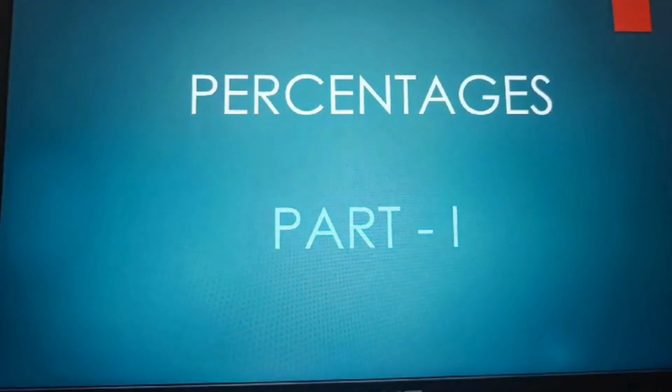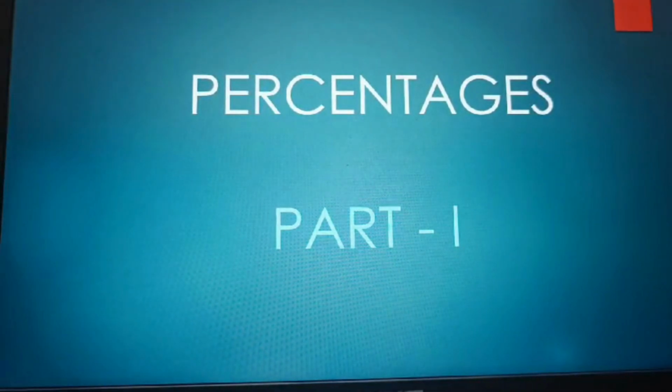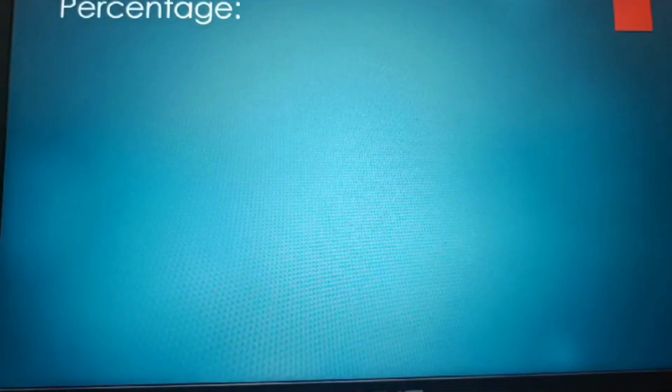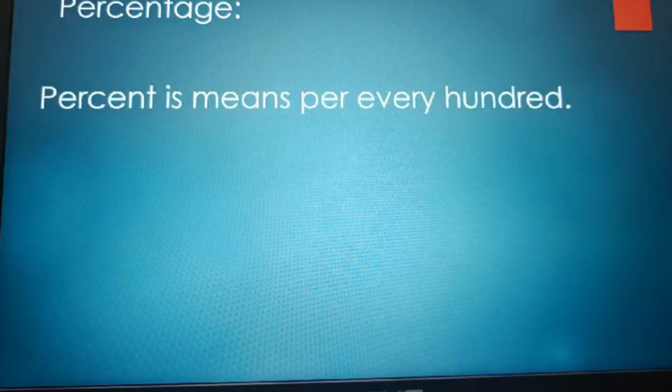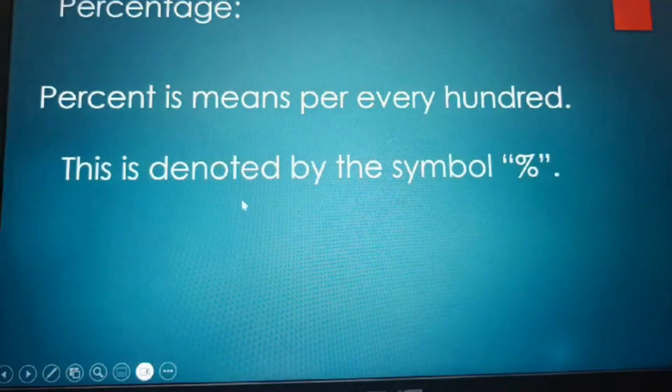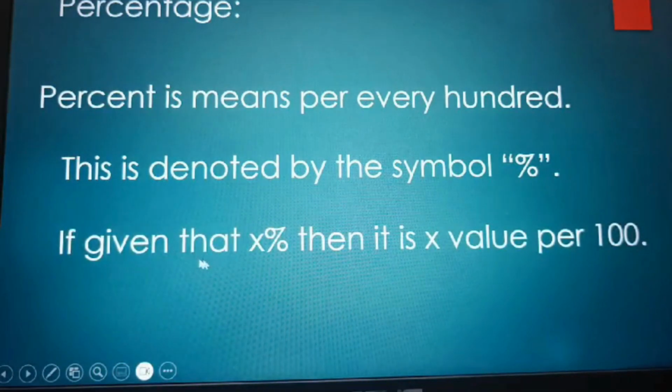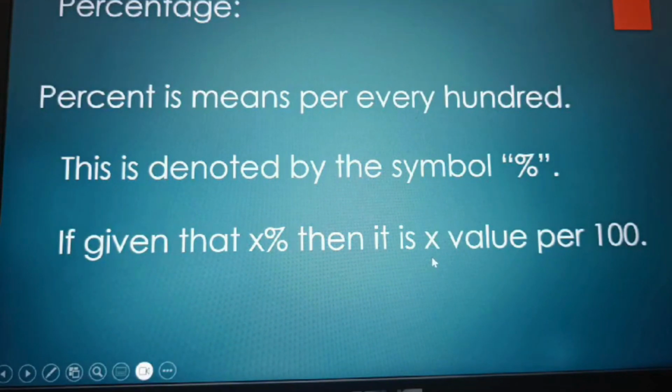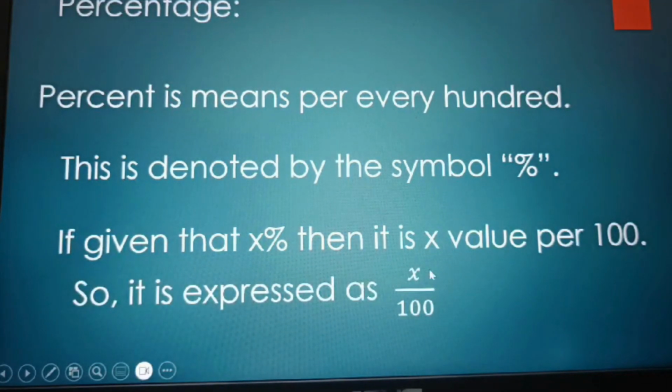Previously I discussed fractions. Now I am going to explain percentages from very basic concepts. So percentage means per every 100, and it is denoted by the percentage symbol. If we are given x percent, then the value x is per every 100, and per 100 means x by 100. It can be expressed as x percent, can be expressed as x by 100.